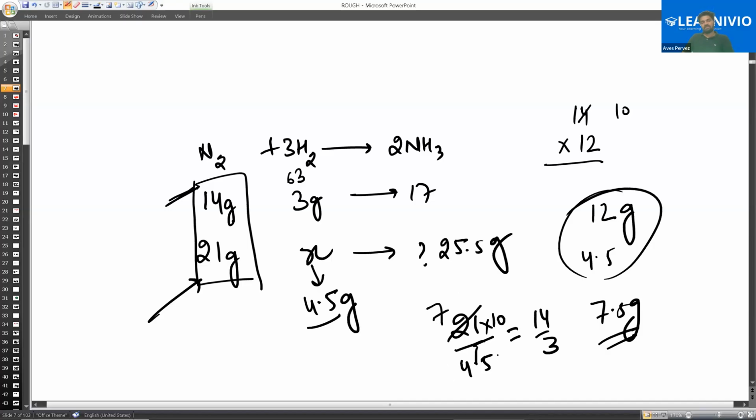3 7s are 21 and 3 5s are 15, and then 14 is to 3. The ratio of 21 and 4.5 is still 14 is to 3. 14 is to 3. The ratio is not changing.